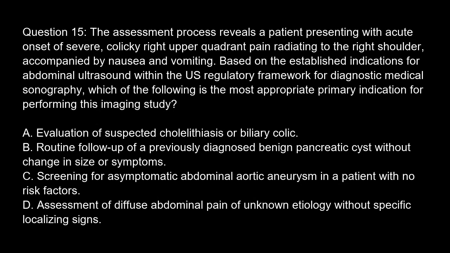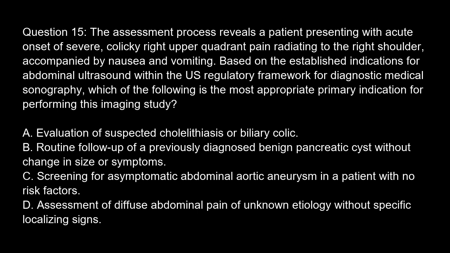Question 15. The assessment process reveals a patient presenting with acute onset of severe, colicky right upper quadrant pain radiating to the right shoulder, accompanied by nausea and vomiting. Based on the established indications for abdominal ultrasound within the U.S. regulatory framework for diagnostic medical sonography, which of the following is the most appropriate primary indication for performing this imaging study? Option A. Evaluation of suspected cholelithiasis or biliary colic.